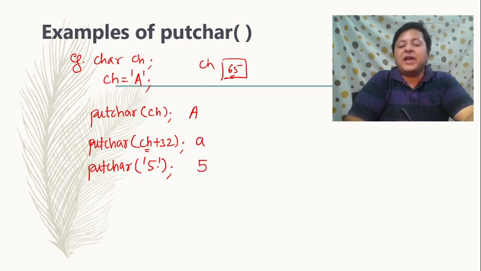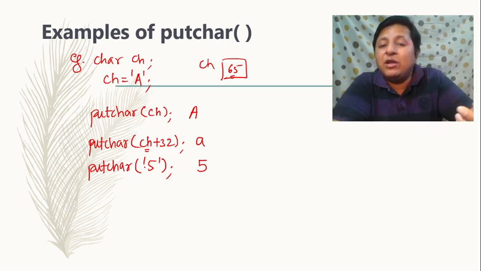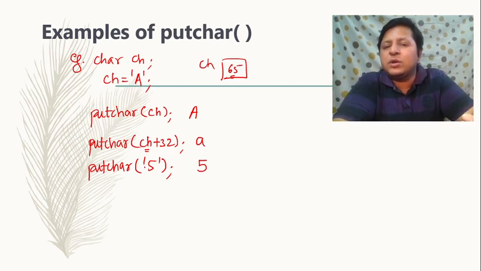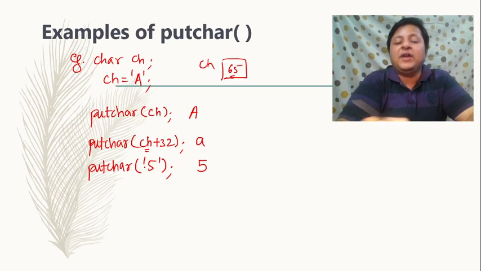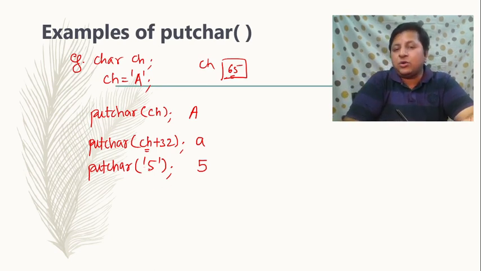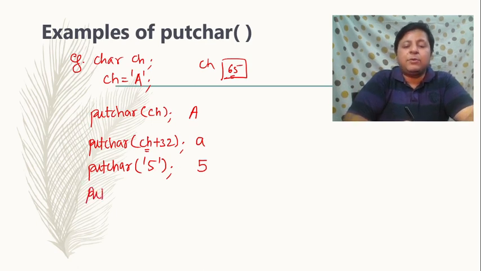What if I want 5 to be printed without putting that code? So instead of 5, I should put the ASCII value of 5. Now, the ASCII value of 0 is 48, so if you add up, the ASCII value of 5 is 53. So even if I do putchar in brackets 53, without quotes obviously, it will still print 5. Or else, if I want 5 to be printed as a character directly, then 5 should be kept in a single quote. Okay. Now what will be the output for this?